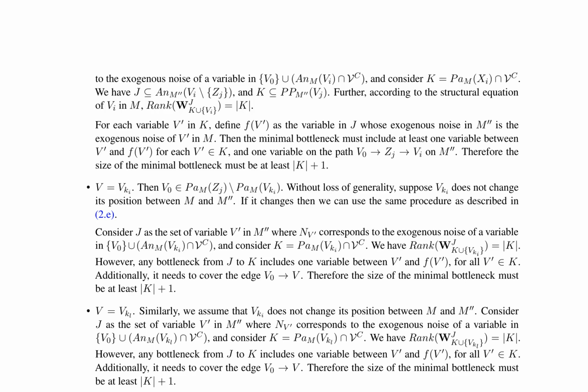The minimal bottleneck must include at least one variable between V and F, V, for each V in K, as well as one variable on the path V0 → Zj → V in M. This implies that the size of the minimal bottleneck is at least K plus 1. This result is further generalized to the cases where V equals Vk and V equals Vkl, where Vk and Vkl are variables that do not change their position between M and M. In these cases, the sets J and K are redefined, and the analysis yields the same conclusion that the size of the minimal bottleneck is at least K plus 1.